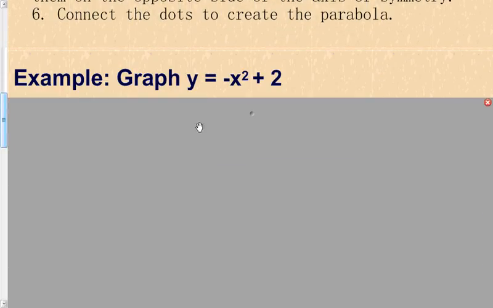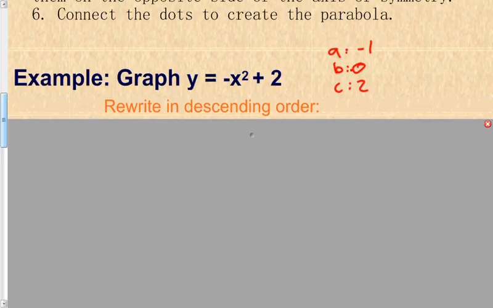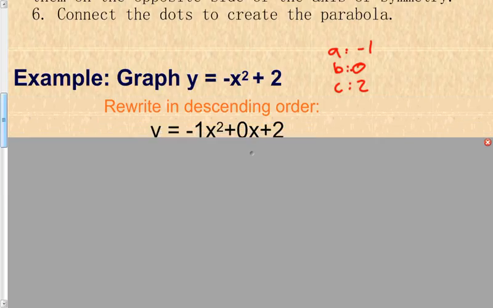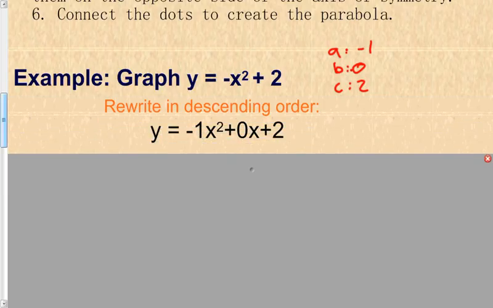So here's how those steps broken down. For the equation y equals negative x squared plus 2. So if you want to write it out, the a value is -1. The b value is, there is no b value, which means the b value would be 0. And the c value is 2. All right, so rewrite in descending order. It's already in descending order, but we're going to put the 0x in there.